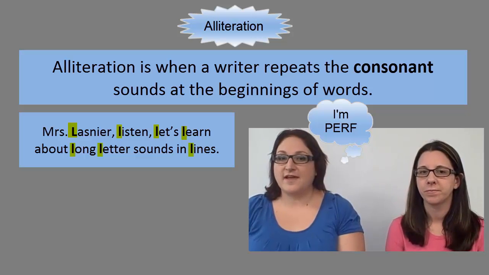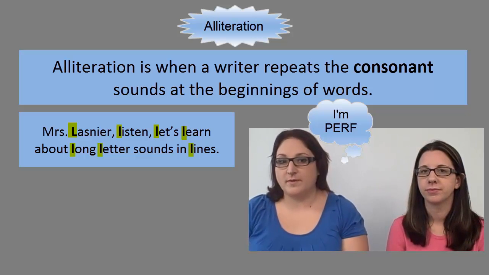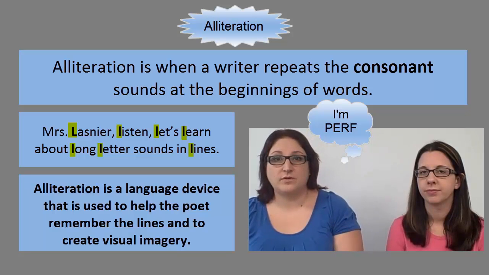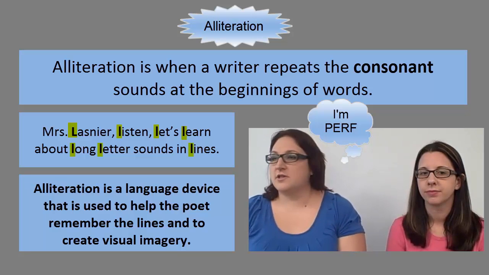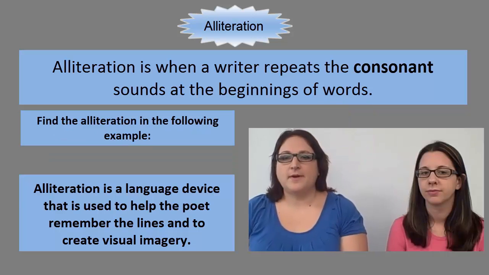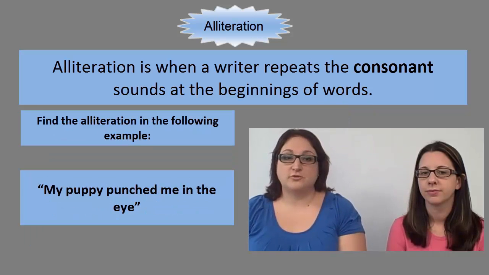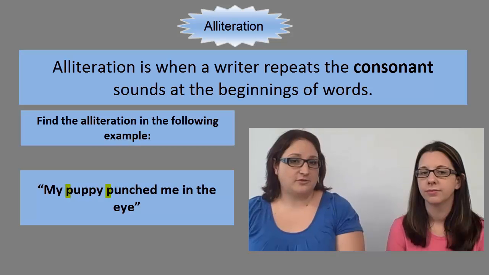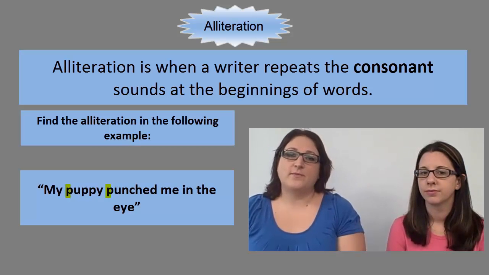Alliteration is a language device that is used to help the poet remember the lines and to create visual imagery. Find the alliteration in the following example. My puppy punched me in the eye. Did you choose the words puppy and punched? They are alliterative because they both begin with P.